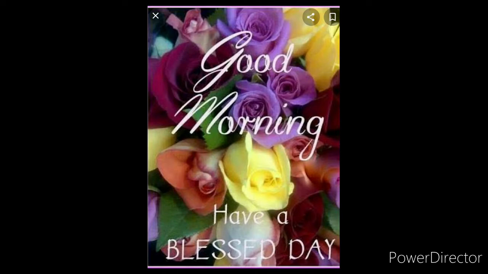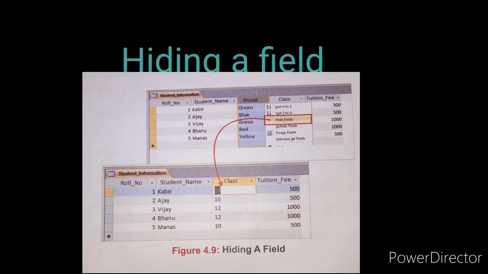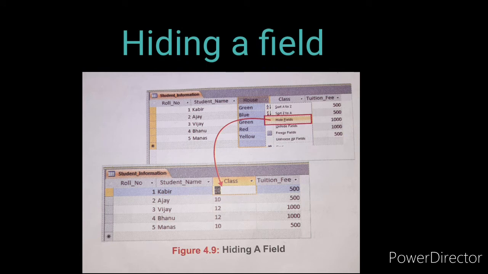In this class, we will discuss a new feature, that is hiding a field, children. MS Access provides a new feature that is hiding a field. Hide means what, children? You can't see that. That is what is called hiding a field. If you want to hide some column or some field, you can hide it temporarily.